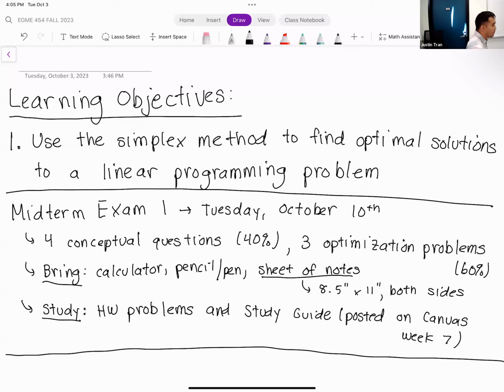And I always tell people that if you can do the homework problems without looking at solutions, and you can get the right answer, then you're going to be in excellent shape, okay? Because what people tend to do when they study the homework problems, because I post the solutions for the homeworks, is they have the solutions right in front of them. So they end up just copying the solutions.